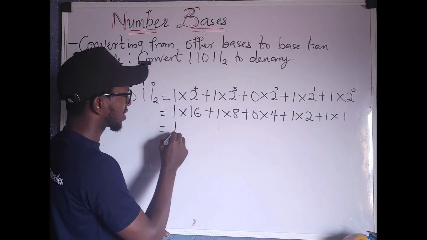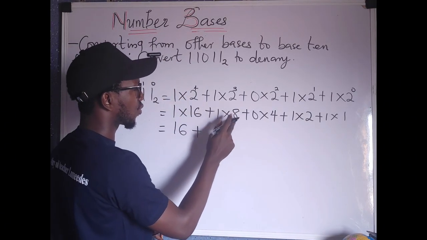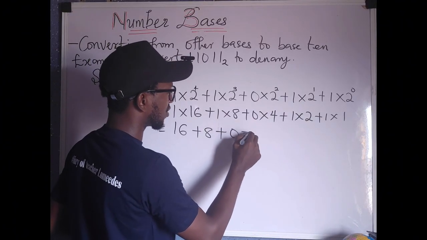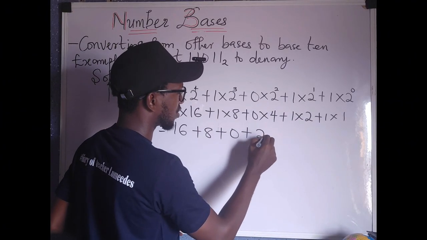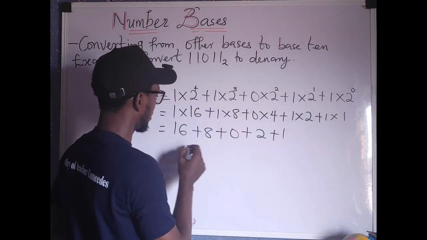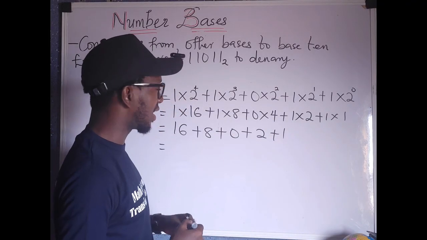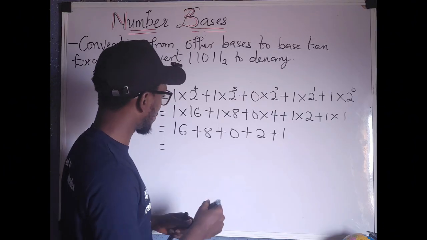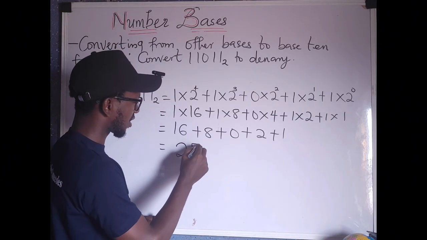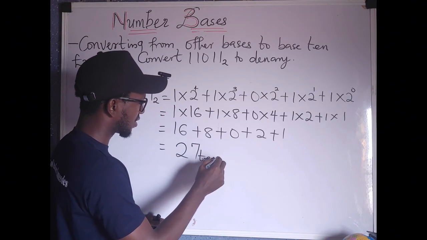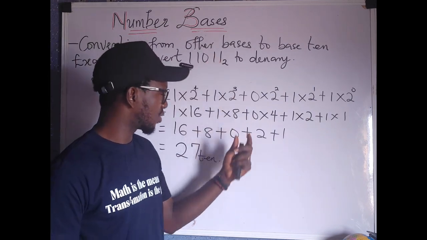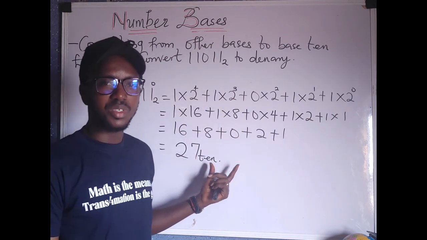So 1 times 16 is 16. Plus 1 times 8 is 8. Plus 0 times 4 is 0. Plus 1 times 2 is 2. Plus 1 times 1 is 1. Now 16 plus 8, that's 24. 24 plus 2 is 26, plus 1, and that is 27 base 10. All right, so that is 11011 base 2 converted to base 10.